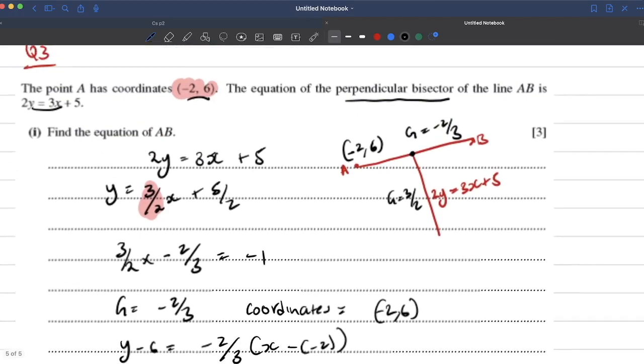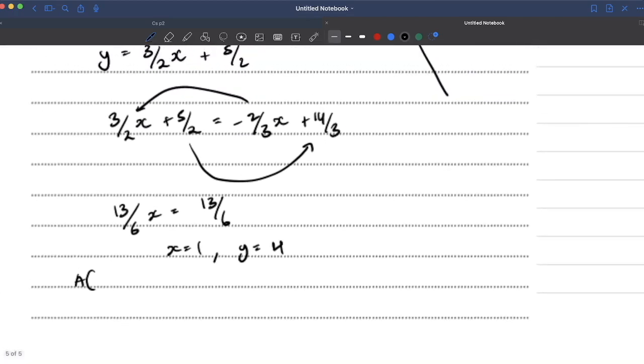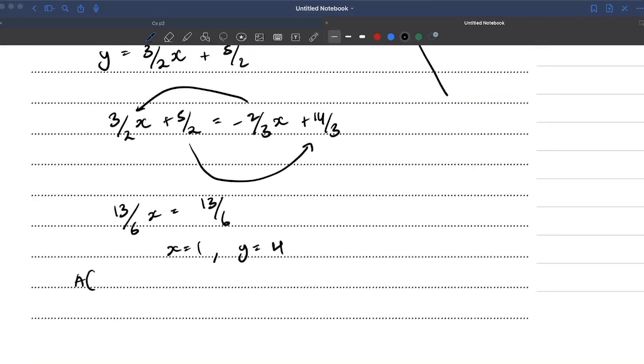What were the coordinates of A? Negative 2, 6. So A was negative 2, 6. And then we have the midpoint, which is 1, 4.